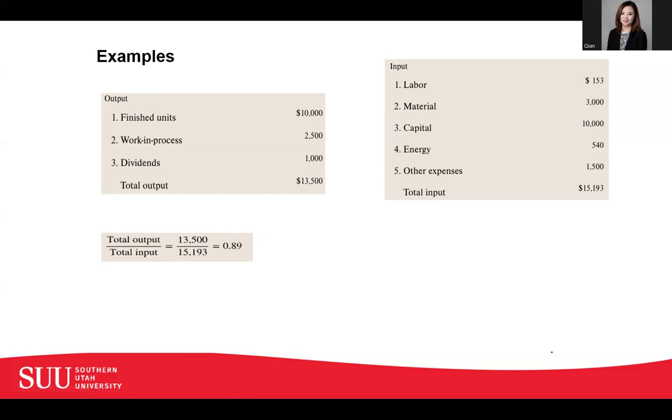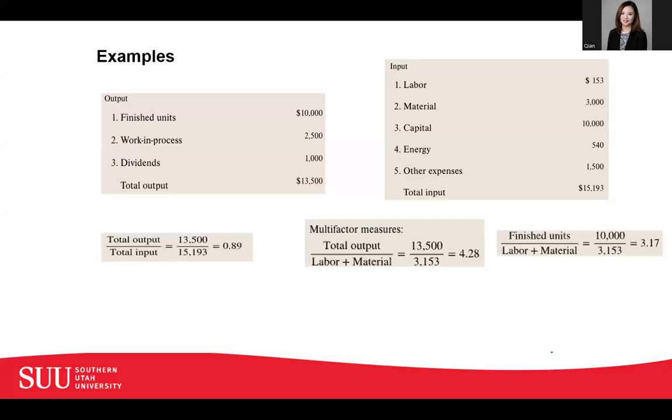As well as for the partial or the multi-factor: if you consider both labor and materials, the output doesn't change, but you only focus on the labor and materials. You just sum these two together and then you get 4.28. And for the labor and materials, you got 3.70. Those numbers don't give you any conclusions here. You still need to compare. You cannot say the productivity for labor and materials is higher than labor plus the other stuff over there.